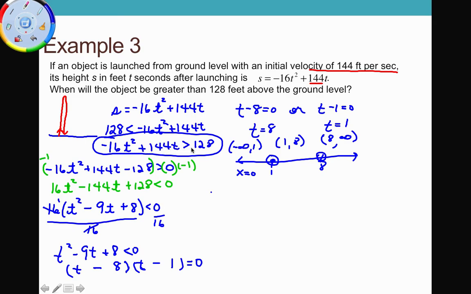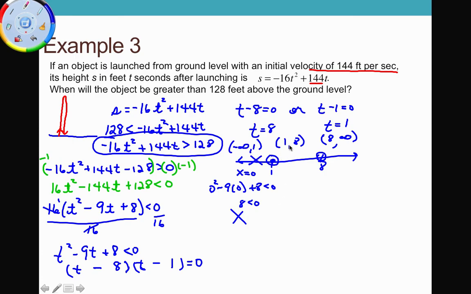Now, this is what I should use. I'm going to go back down to this simplified form. I'm going to trust that I've done all the arithmetic correctly. That's the danger in using the simplified version. If you've made a mistake, your interval is going to be incorrect as well. Minus 9 times 0 plus 8 is less than 0. So is 8 less than 0? Of course it's not. So then this interval doesn't work.